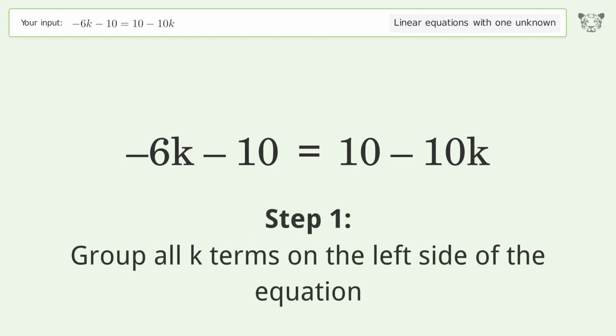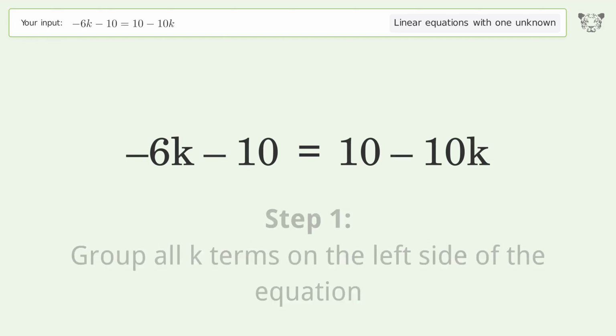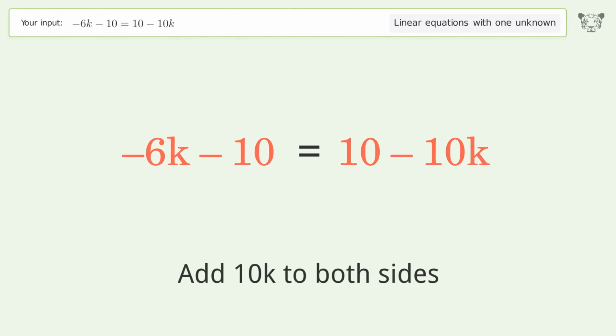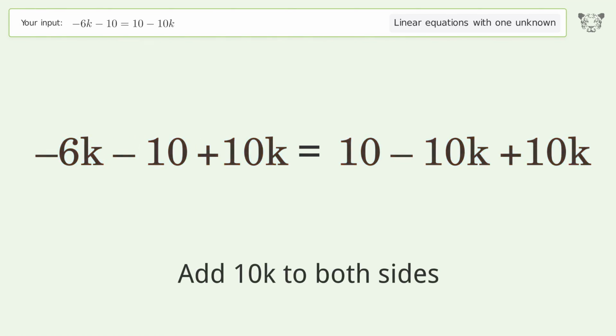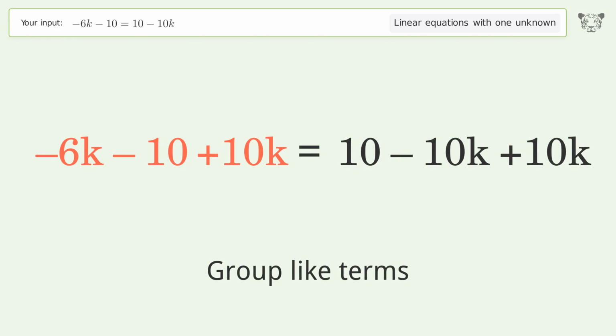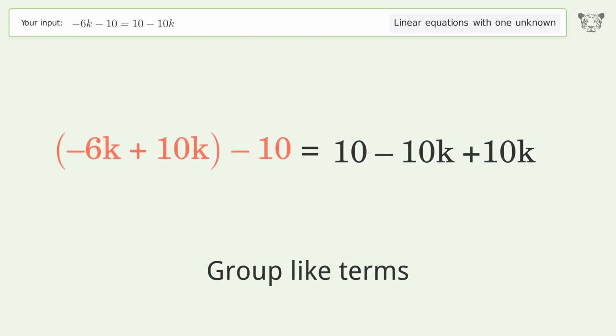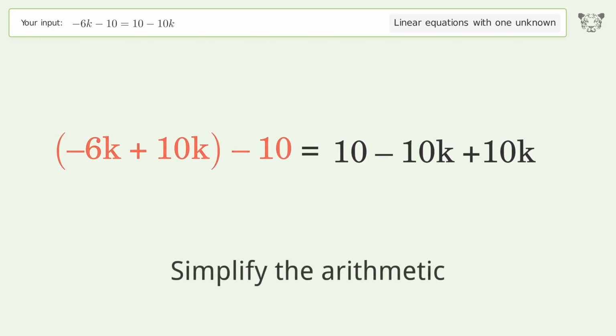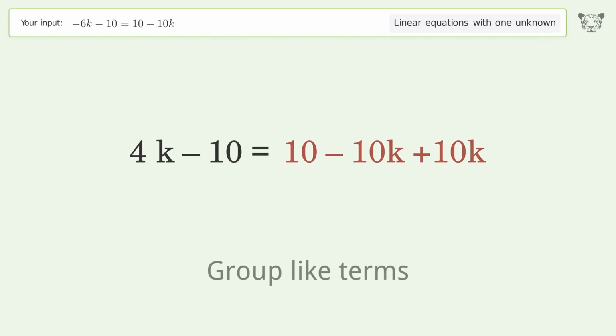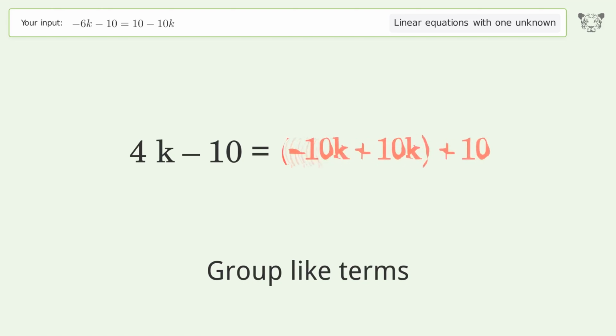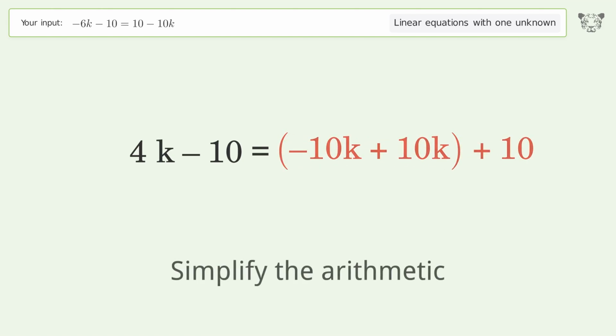Group all k terms on the left side of the equation. Add 10k to both sides. Group like terms. Simplify the arithmetic. Group like terms. Simplify the arithmetic.